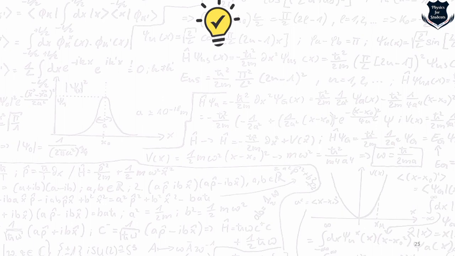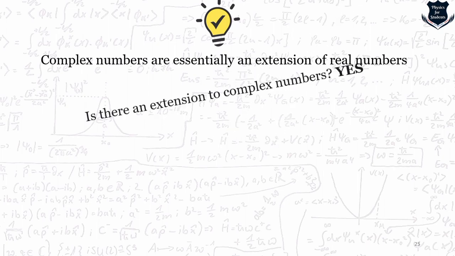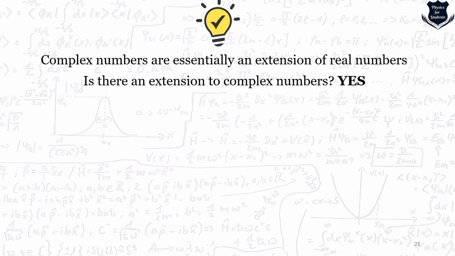We also get a wonderful trivia or fact which I am sure you're going to enjoy: complex numbers, we have seen, are essentially an extension of real numbers. So we see the real plane and then we extend it further. The question is, is there any extension of complex numbers? Yes. From real to complex, complex to another, which is called quaternion, denoted by this capital bold H.